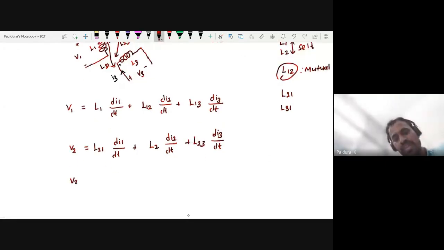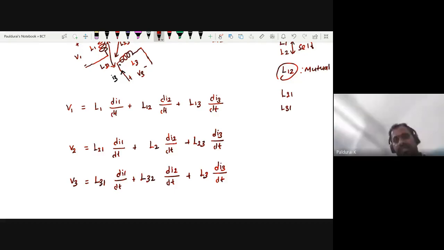Use this format. So V3, so this time also it is because of di1 by dt, di2 by dt, di3 by dt. This time here self inductance L3 comes. So this is for third voltage. So start with L3, L31, so L32. Can you understand? ரொம்ப deep-ஆ explain பண்ண விரும்பல. I hope so you can understand, right?